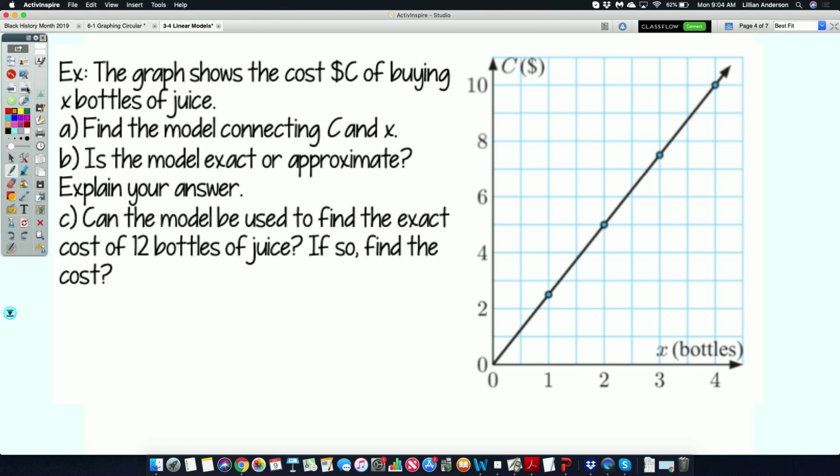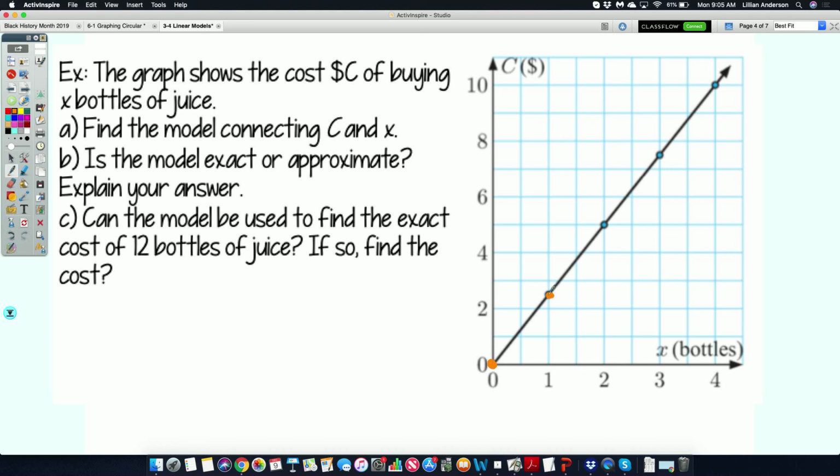So here's an example. The graph shows the cost $C of buying x bottles of juice. Before we start looking at the questions, let's take a look here. Being able to interpret the graph to make sure that we can potentially answer these questions is always good. As we can see here, when there are 0 bottles of juice, it costs $0. That makes sense, right? But if we look forward, this point basically represents 1 bottle of juice.